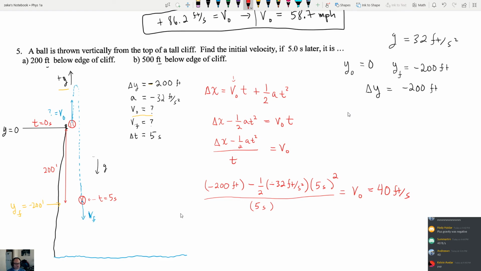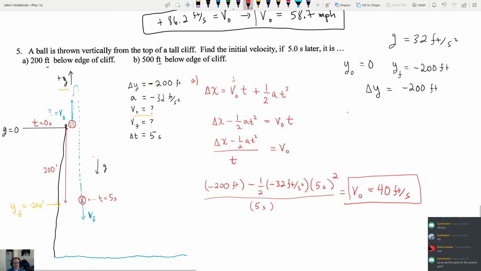Almost all these problems that come from that packet have really nice round numbers. There's our initial velocity, and it's positive. So in fact, it was going upwards. If we had got a negative number, then it must have been thrown downwards. All right, anyone have any questions about part A?